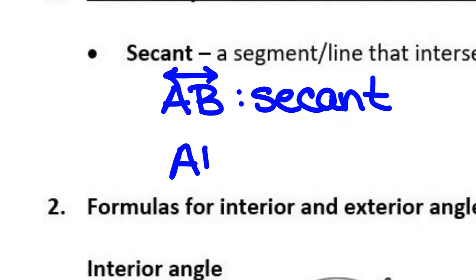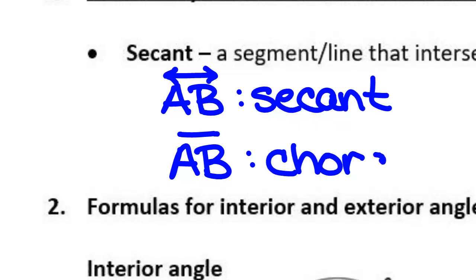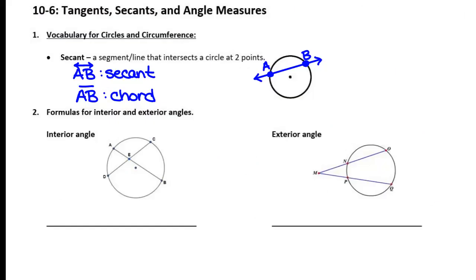Now, if we're just looking at the part of that line that stops at the edge of the circle, that's a chord. So a secant passes all the way through a circle, and a chord stops at the edge of the circle.